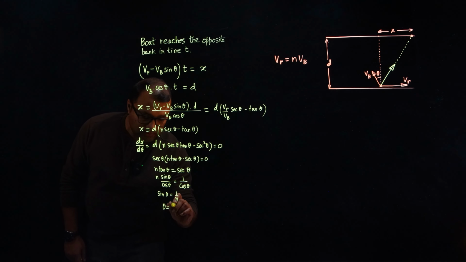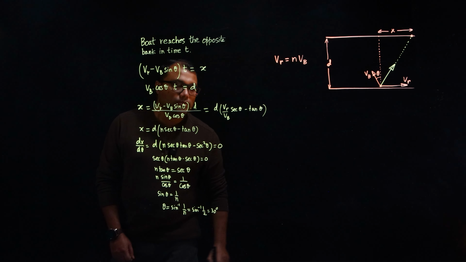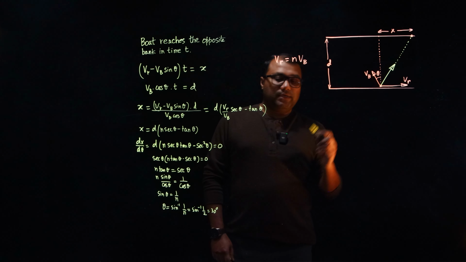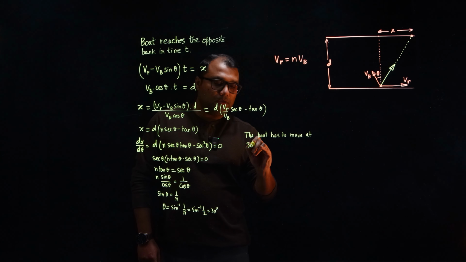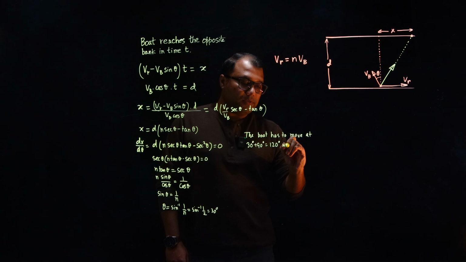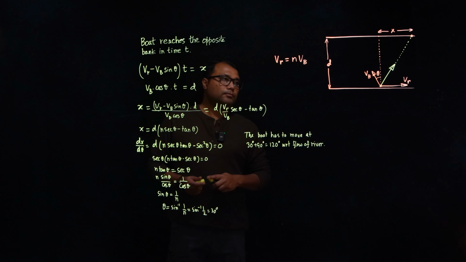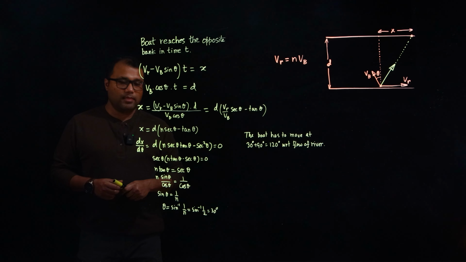So theta is sine inverse 1 by n, or sine inverse half, which is 30 degree. So the boat has to travel at 120 degree, 30 degree plus 90 degree, which is 120 degree with respect to flow of river. Okay, so pretty simple. So that is our answer.